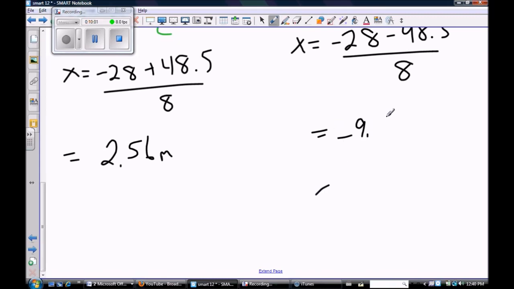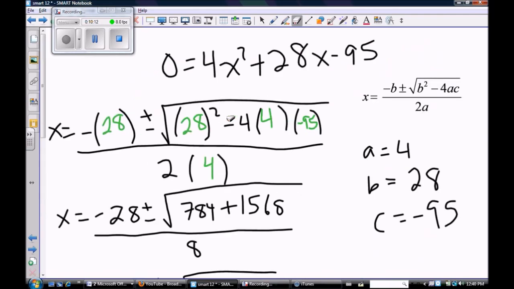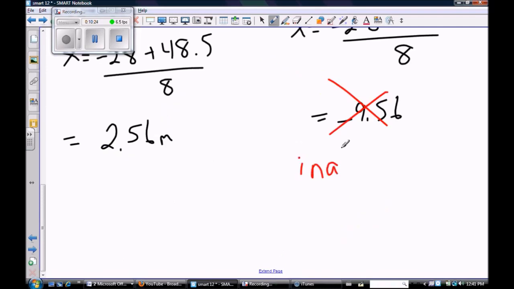9.56. Now, does a negative answer make sense in this question? Remember, we're finding the width of a walkway. Obviously you don't measure widths as negative numbers. So I will make sure my teacher knows that I cross this one off and write this fancy word, inadmissible, meaning it is a valid root of the equation, but it's not allowed as an answer to the original question. So this must be the answer.